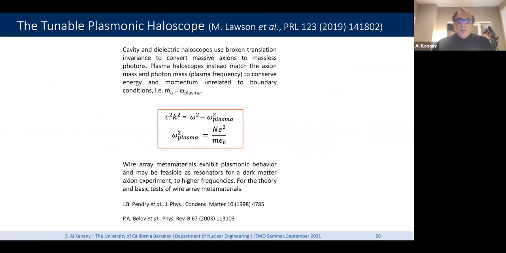So there are more studies on tunable plasma haloscope. The cavity and the electric haloscope use a broken translation invariance to convert massive axions to massless photons. And the wire array material exhibits plasmonic behavior and may be feasible for a resonator for a dark matter axion experiment.